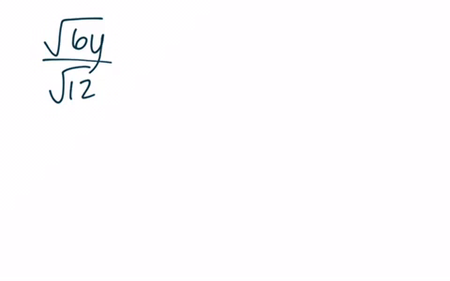Now, one thing that I can do here is simplify this, which makes it a little bit easier. I've got 6 over 12, so I can simplify by dividing by 6. It's a common factor. Now it makes it really easy to work with. So we've got the square root of y over the square root of 2.